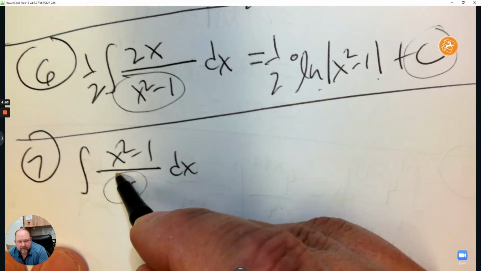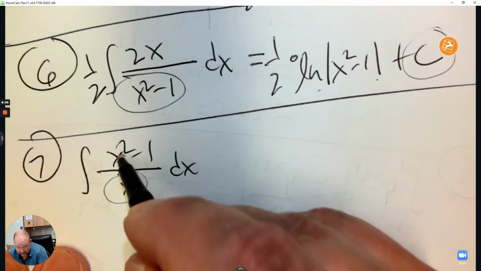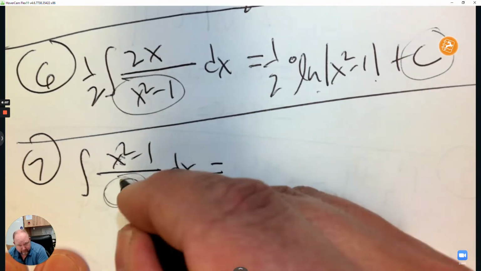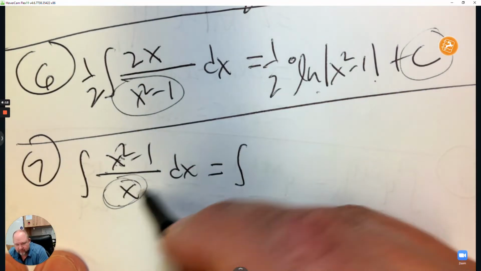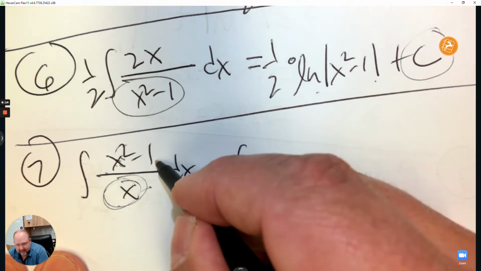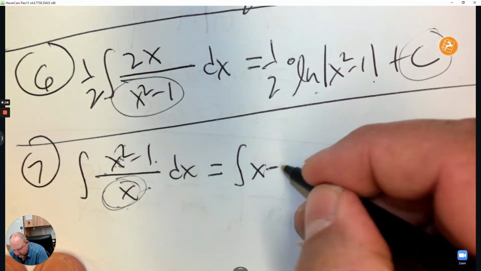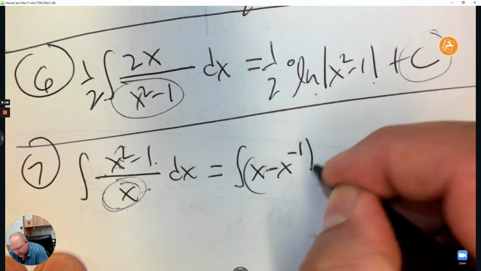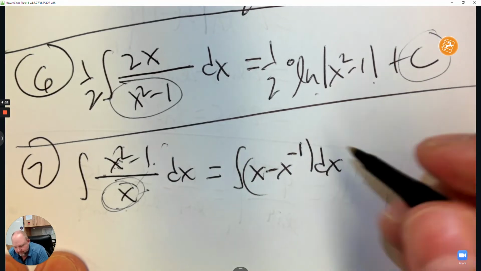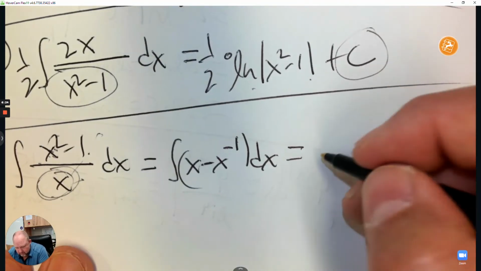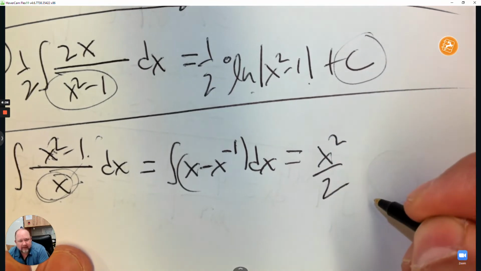What's the derivative of the denominator? It does not match. This is not a logarithm. It's a monomial. So I'm going to write it as two fractions. X squared over x is x, and negative 1 over x is calculus friendly. So instead of 1 over x, I write it as x to the negative 1. And now we just integrate with the power rule, which is add 1 to the exponent and divide.